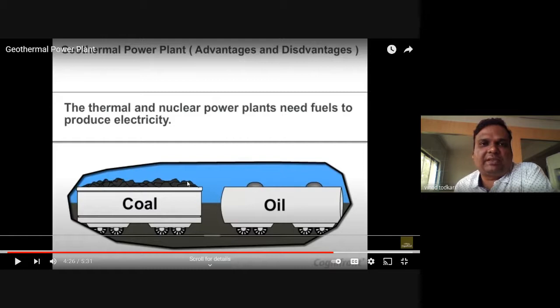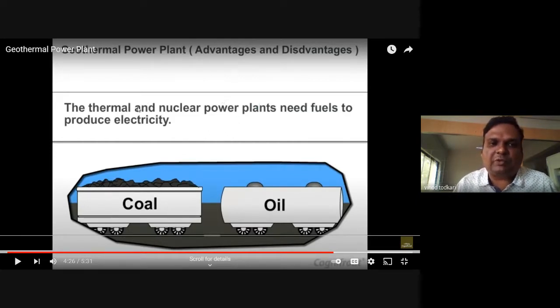Which nuclear fuels had we seen? We had seen three. One is enriched Uranium 235. Second is Thorium. Very good. Next, Plutonium. Excellent, plutonium, right? So if you use nuclear power plants, you will use nuclear fuel.